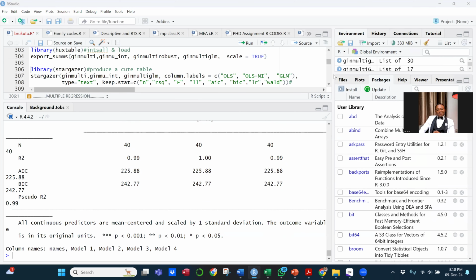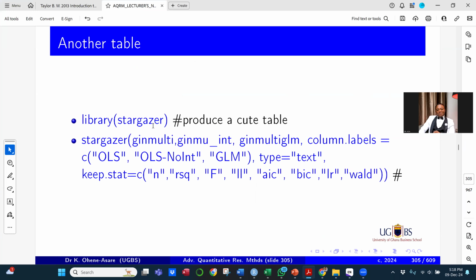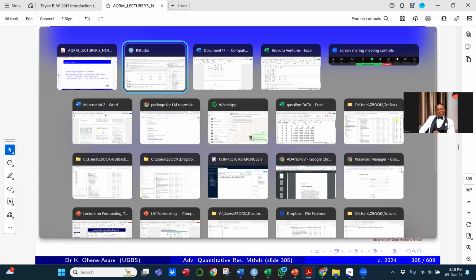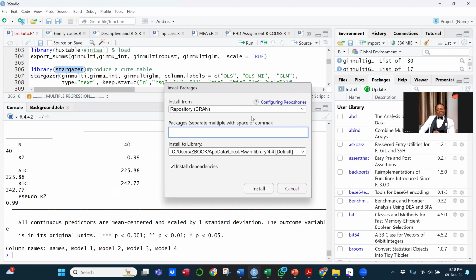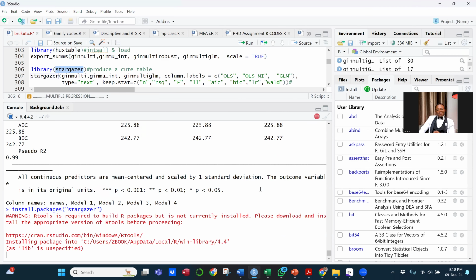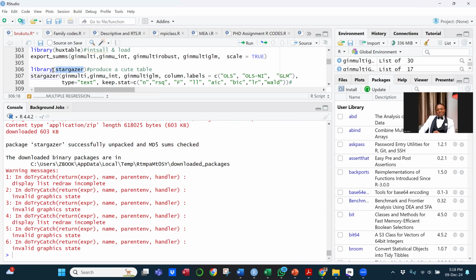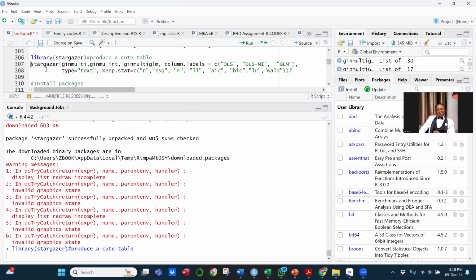Now, let me show you finally another table that you can use to run this whole thing. That one will give the names. It will not write the word models. Okay. It will not just write models. It will give you the actual names. That's the last thing. It's called Stargazer. So you have to install Stargazer one time. If you haven't installed, you install it one time. And then you run it.